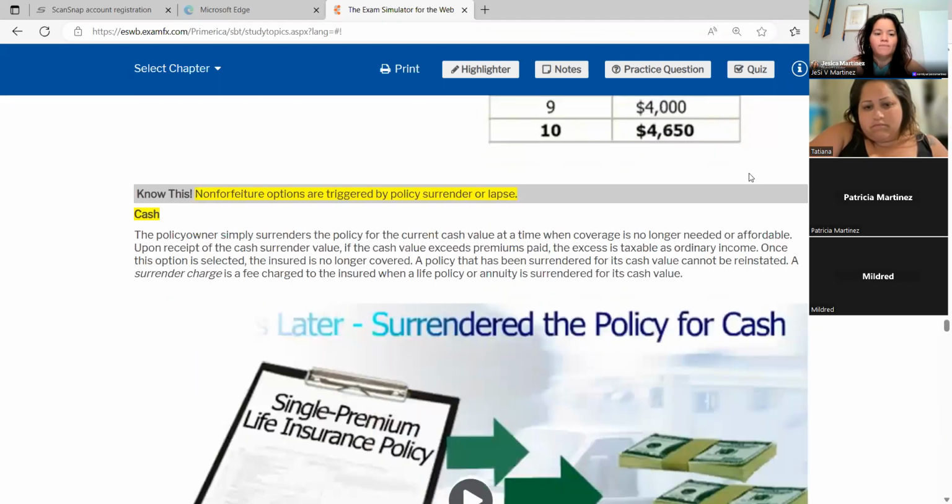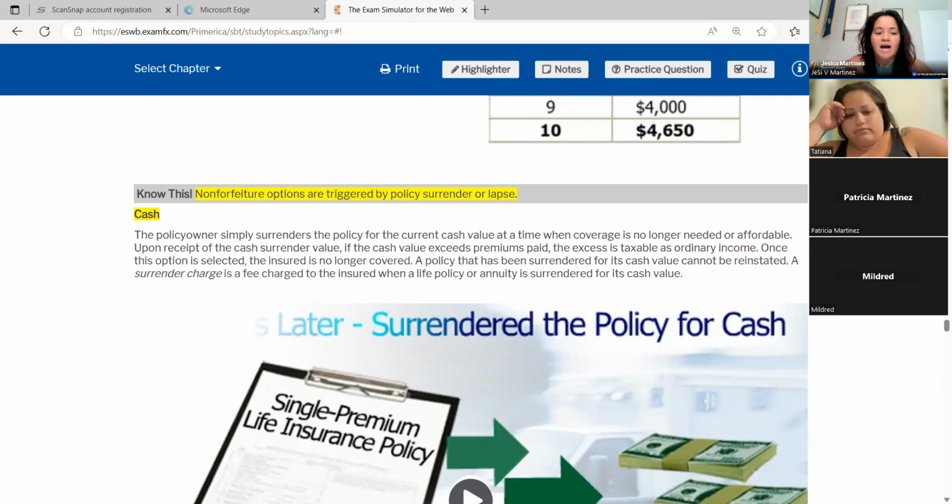Non-forfeiture options are triggered by policy surrender or lapse. So cash, the policy owner simply surrenders the policy for the current cash value at the time when coverage is no longer needed or affordable. Upon receipt of the cash surrender value, if the cash value exceeds premiums paid, the excess is taxable as ordinary income. Once this option is selected, the insured is no longer covered. A policy that has been surrendered for its cash value cannot be reinstated. We saw that on the reinstatement portion of the chapter.